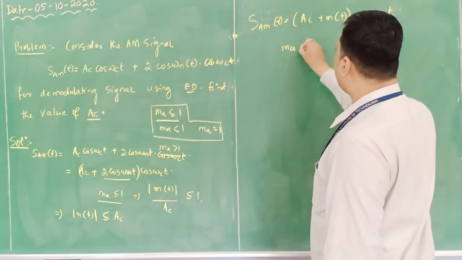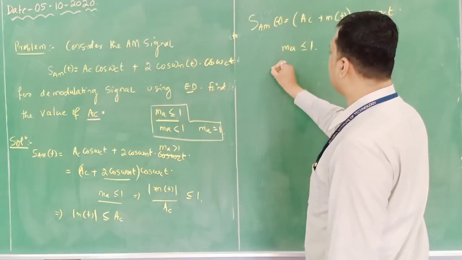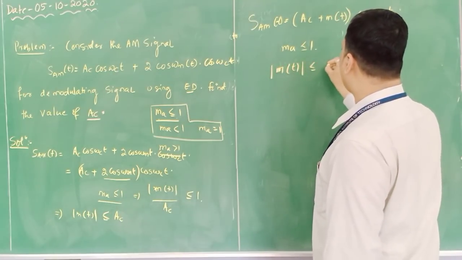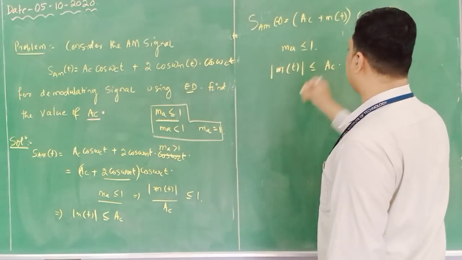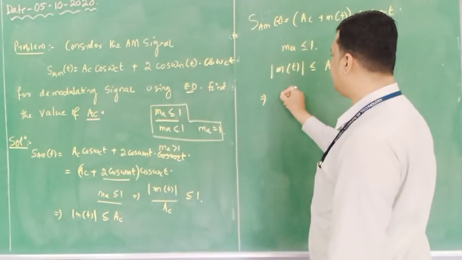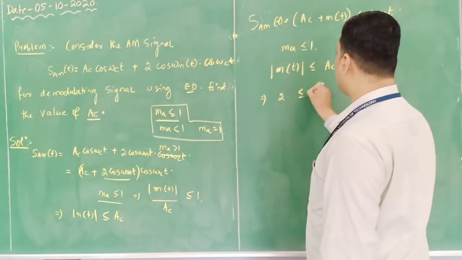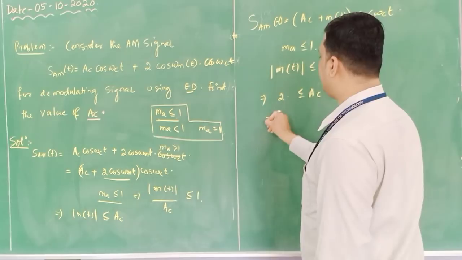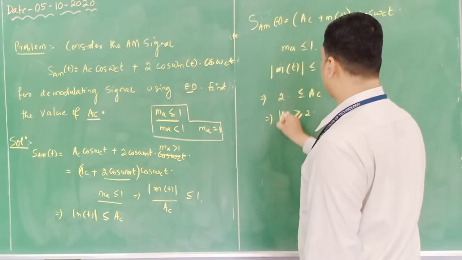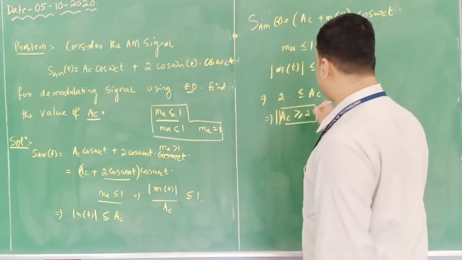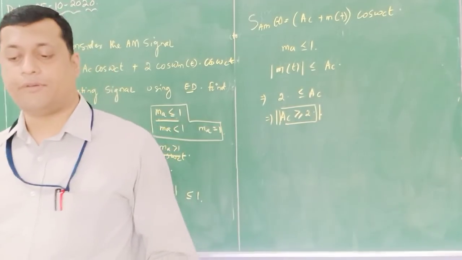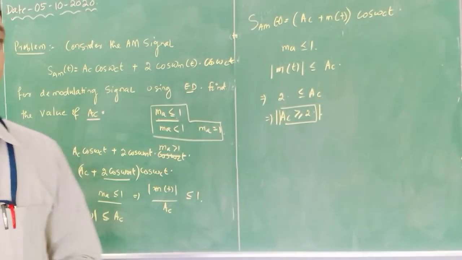Now as ma is less than 1, that means the magnitude of the modulating signal is also less than AC. So what is the magnitude of the modulating signal? The modulating signal amplitude is 2. So here I can write AC must be greater than or equal to 2. So this is the amplitude of the modulating signal. These sorts of questions are also coming in your exam.